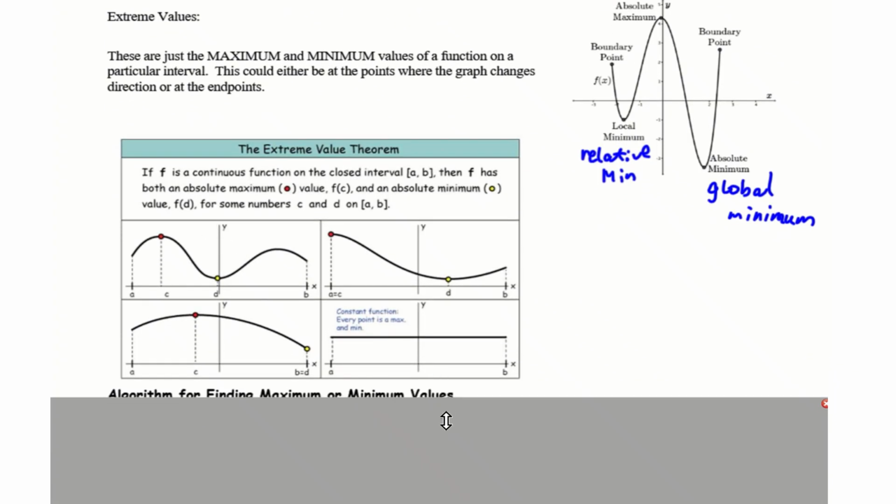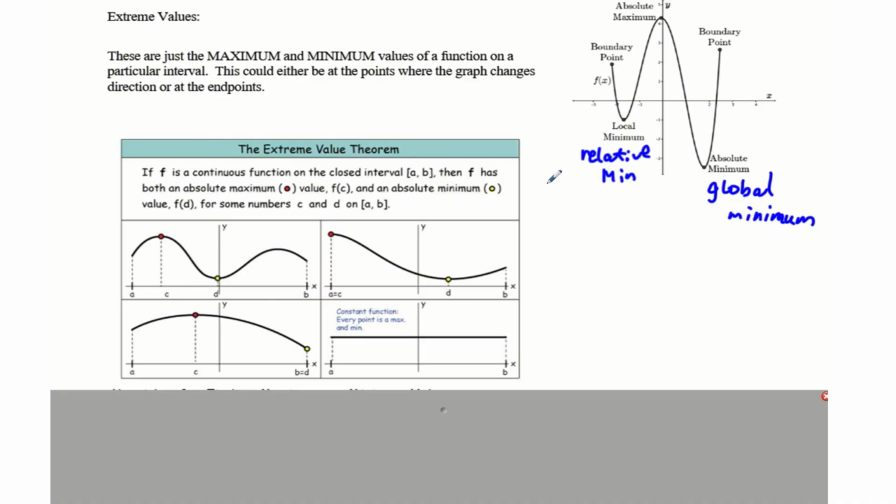Okay, so here are some examples in this chart. Function f is a continuous function on the closed interval from a to b. The square bracket means it includes point a, x equals a, and x could be equal to b. Then f has both an absolute maximum and an absolute minimum. As long as the function is continuous, it must have a maximum and a minimum, a highest point and a lowest point, in this interval.